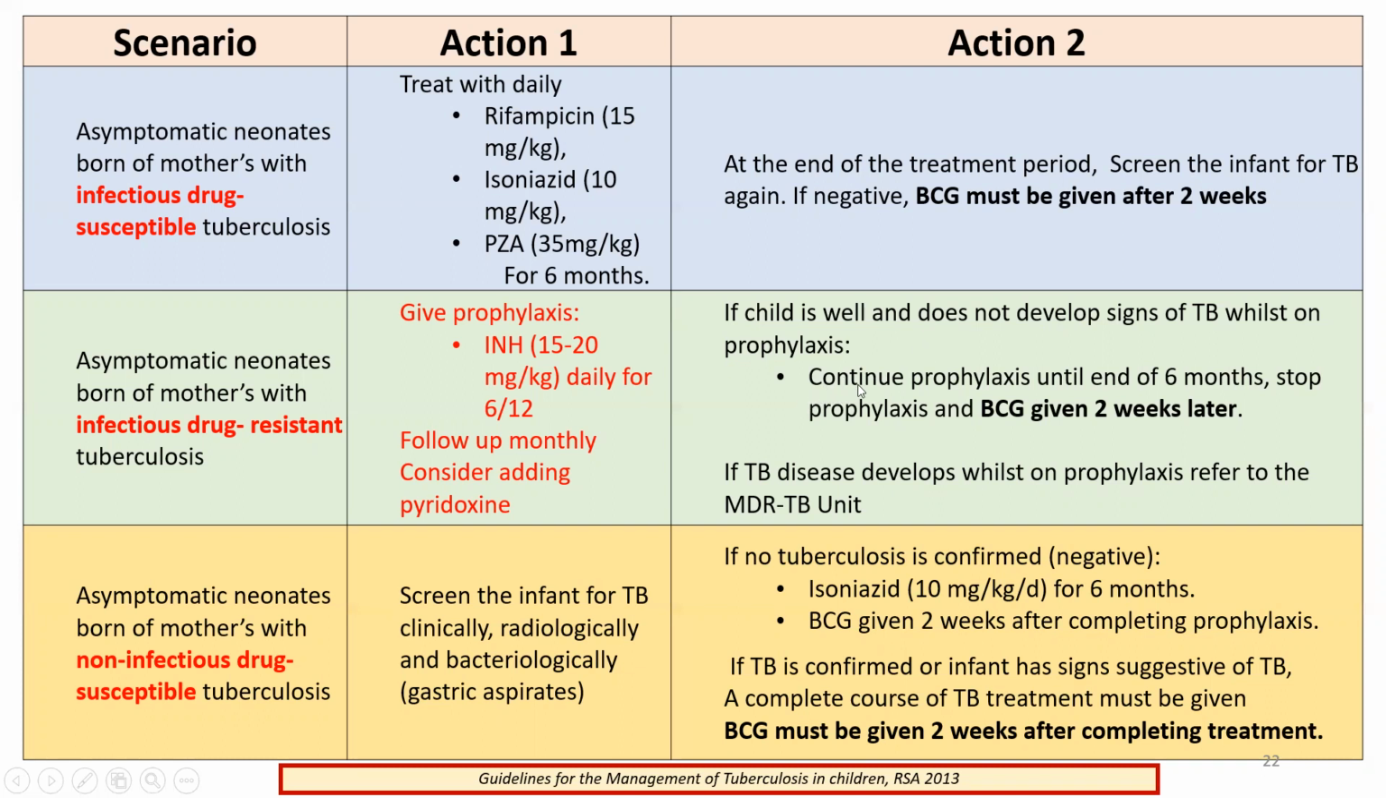If the child is maybe not eating well or not playing well, you have to bring the child back to the facility. If the child is well, you continue prophylaxis until the end of 6 months. You stop prophylaxis and give BCG 2 weeks after. So even with this one, you're going to withhold BCG at birth, then give it 2 weeks after. But if TB develops while on prophylaxis, you refer to the MDR unit because the source case has drug resistance, so they have to look at the pattern of resistance in the source case.